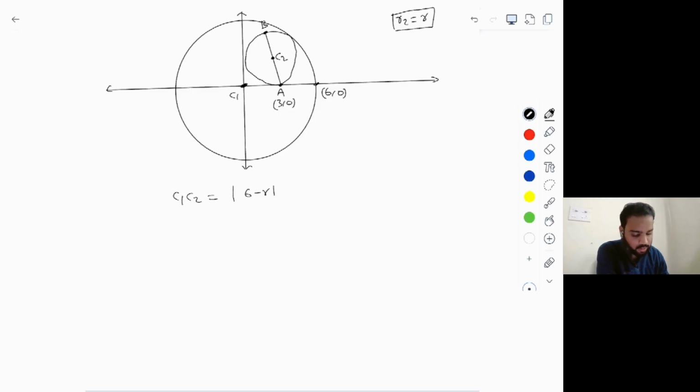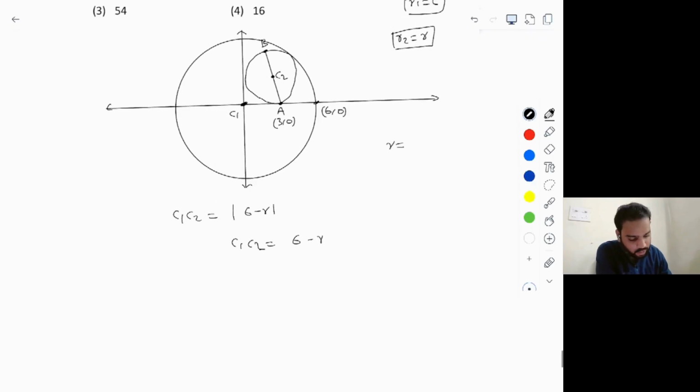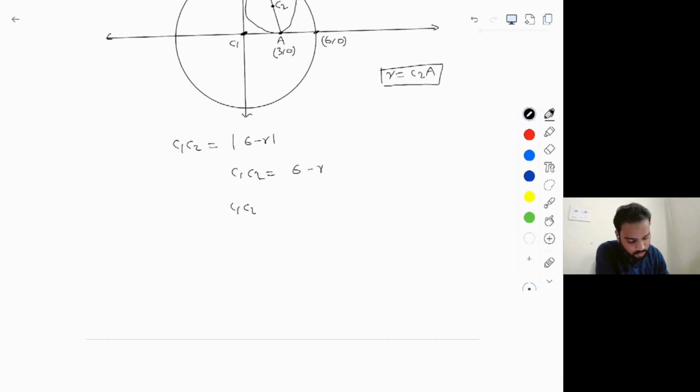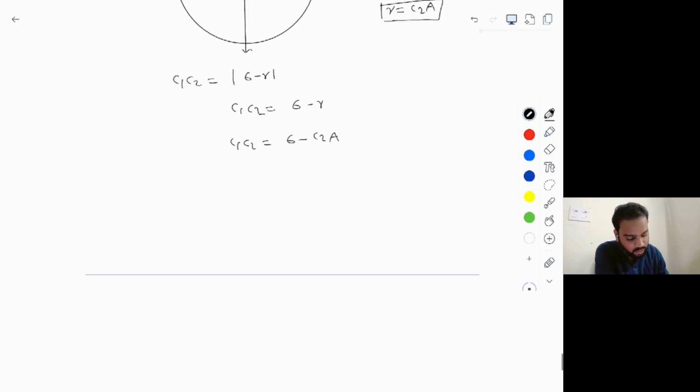But clearly here, 6 minus R is positive, which means I can write down C1, C2 is equals to 6 minus of R. Okay. But very clearly, this R in this diagram is nothing but the distance between the center and the point A here, as you can see in the diagram itself, which is C2A. I'm going to substitute C1, C2 is equals to 6 minus of C2A. And if I take it to the left hand side, I can write the equation as C1, C2 plus AC2 is equal to 6. Okay.